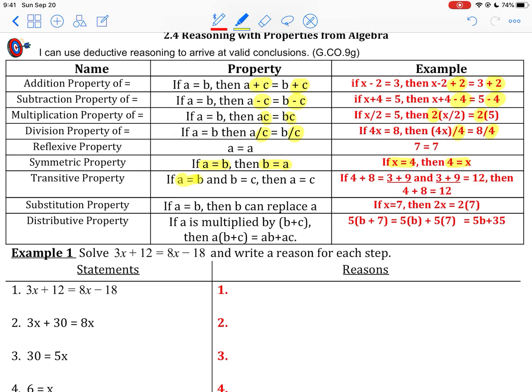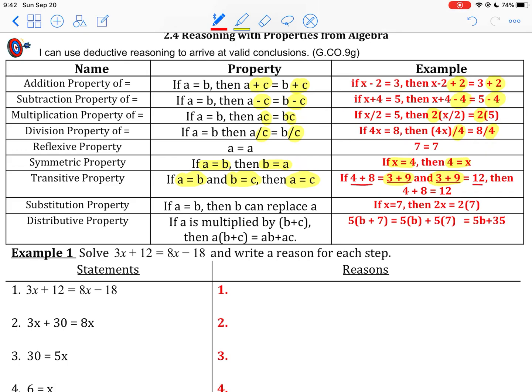So it says that if A is equal to B and B is equal to C, then A is equal to C. So here you have a repeated part. In this example, 8 plus 4 is equal to 3 plus 9, and 3 plus 9 is equal to 12. So we can say that 4 plus 8 is also equal to 12 based on the things that we know.